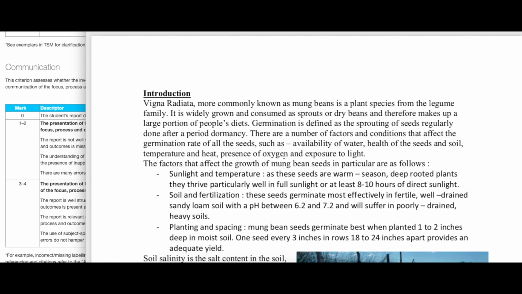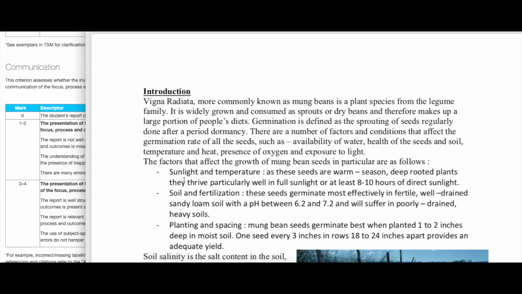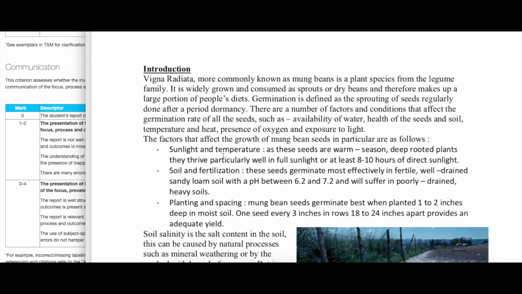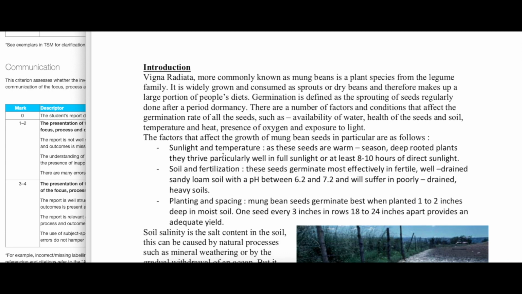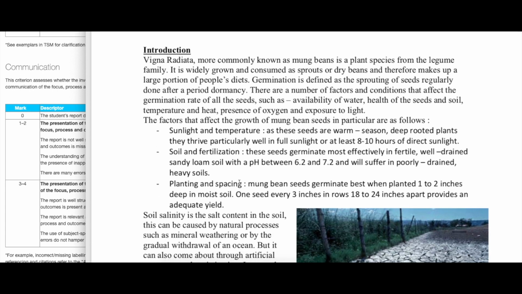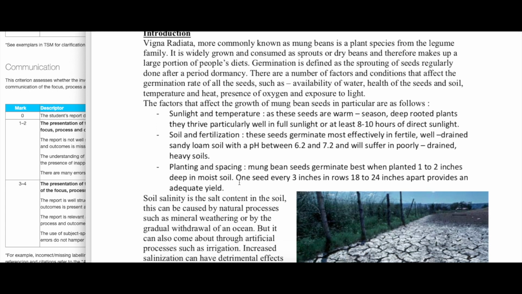There are a number of factors and conditions that affect the germination rates of seeds, and going on now to talk about all of those factors here, like sunlight, which doesn't affect all seeds, by the way. Temperature does, soil and fertilization, oxygen, of course, an important factor. Placing and planting and spacing. Mung bean seeds germinate best when planted 1 to 2 inches.